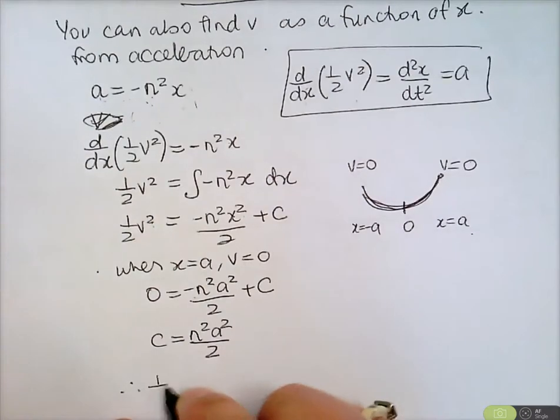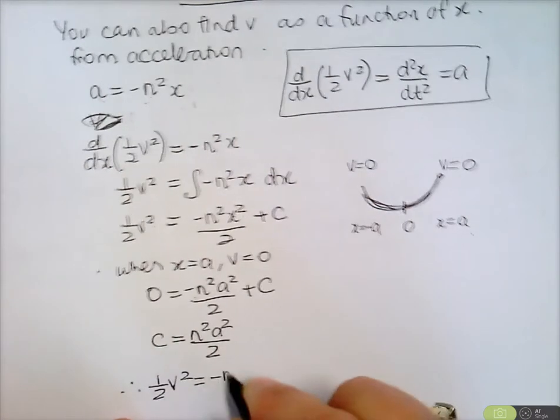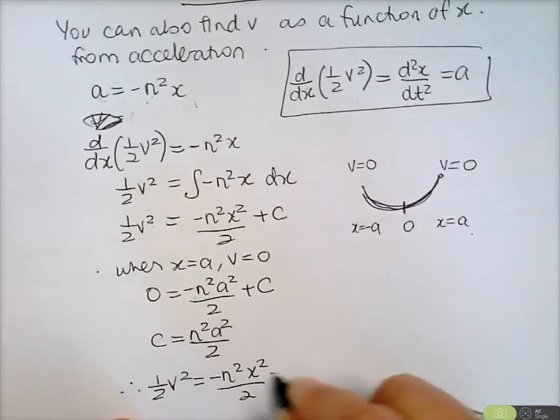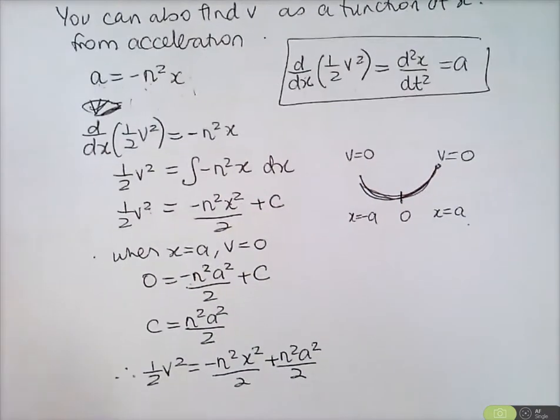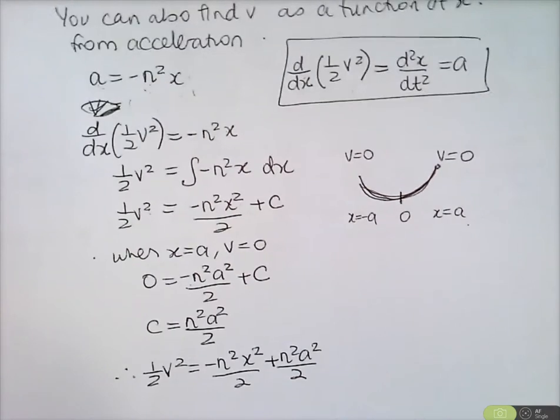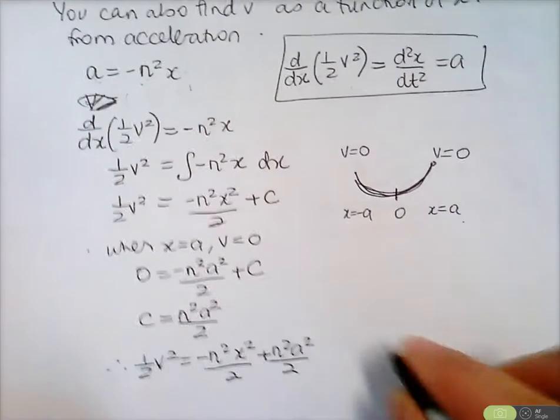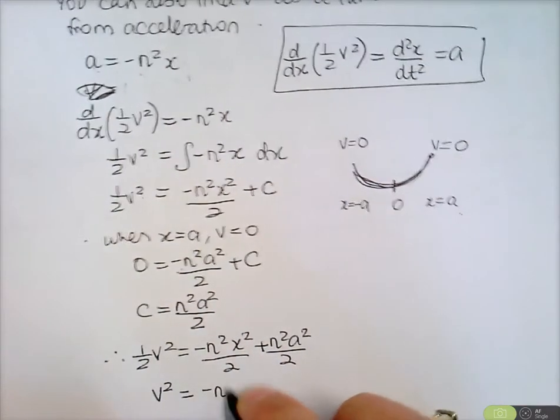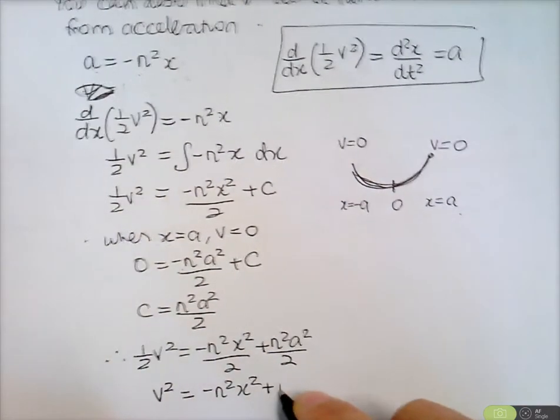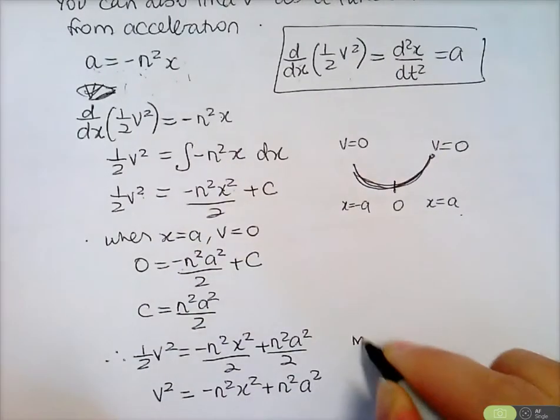So therefore, a half v squared equals negative n squared x squared on 2 plus n squared a squared on 2. What are you going to do now? Multiply through by 2. What do you get? We're done. So if you multiply through by 2, you get v squared, because a half of 2 is 2, equals negative n squared x squared plus n squared a squared.